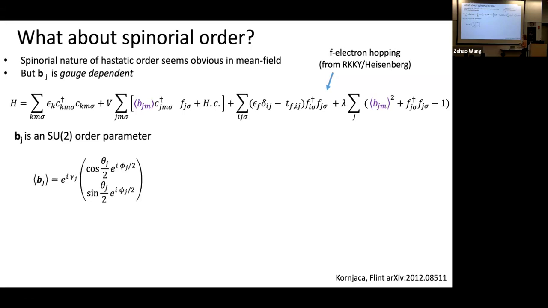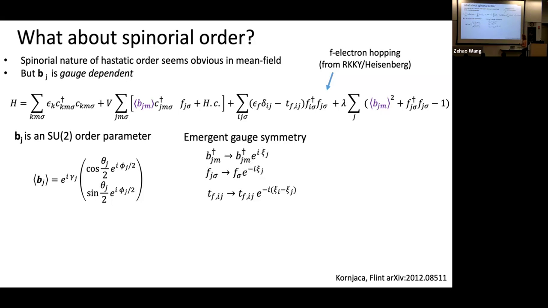Okay, so this expectation of Bj is an SU2 order parameter. And so it generically will have this kind of form where you have angles and you have an overall phase, and you can look at the sort of ordering possibilities of this. And you also have an emergent gauge symmetry.